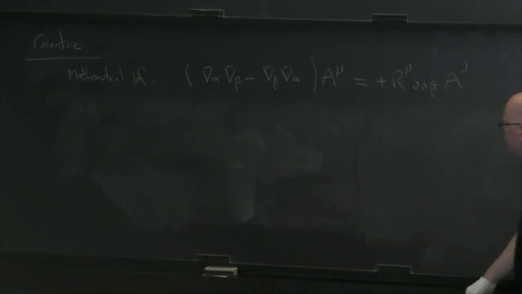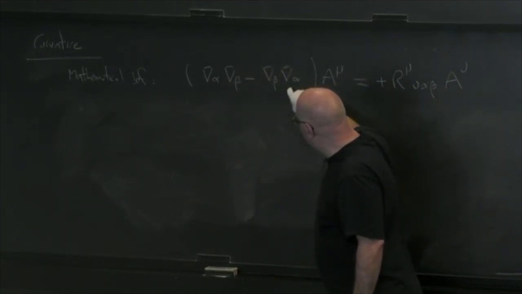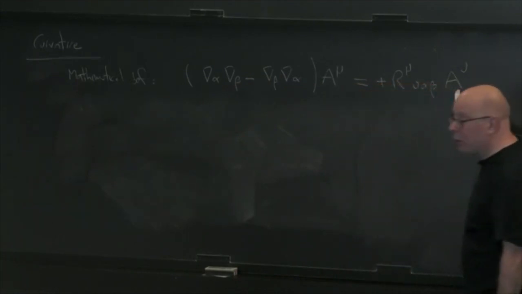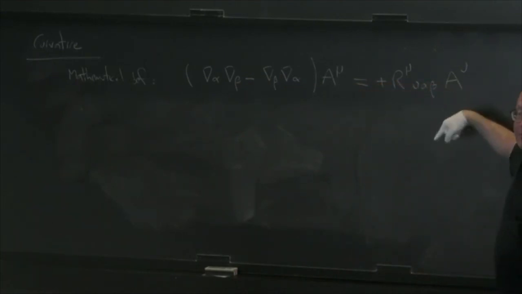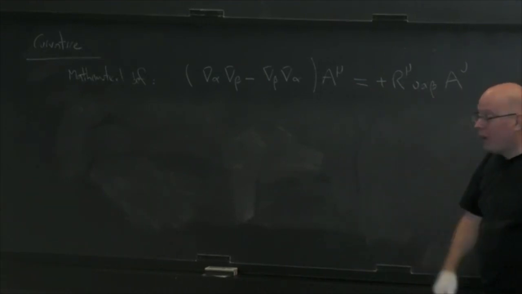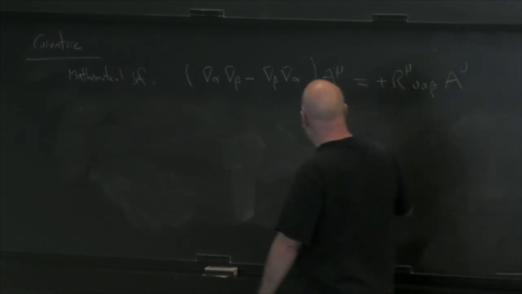And the statement is that this failure of second derivatives to commute when it's acting on a vector like this is going to be linear in the vector. And it's going to be independent of first derivatives. And then it will involve an object that's defined geometrically. And that, by the mathematical definition, is the Riemann tensor. So that's really the definition.